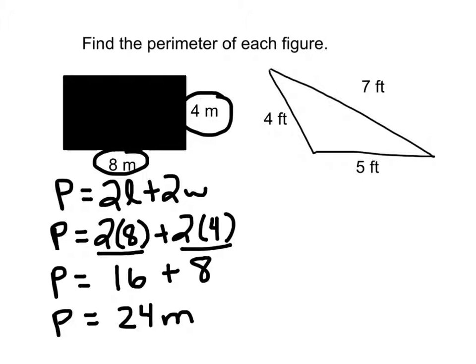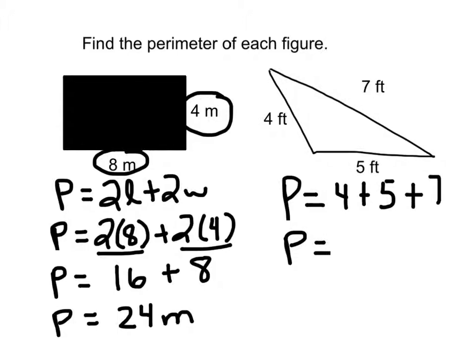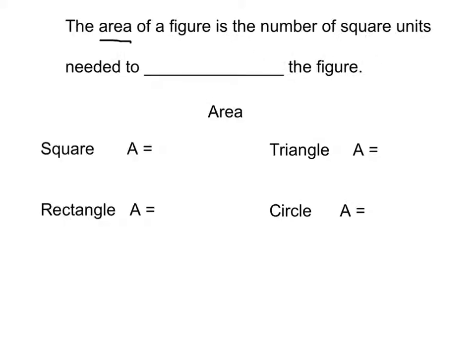The next shape is a triangle. There's no formula to find the perimeter of a triangle. So to find the perimeter of a triangle, you're just going to add up all the sides. So I'm going to do 4 plus 5 plus 7. Okay, 4 plus 5 is 9, plus 7 is 16. Remember, perimeter is a distance, so you need a label, and it is just in feet.